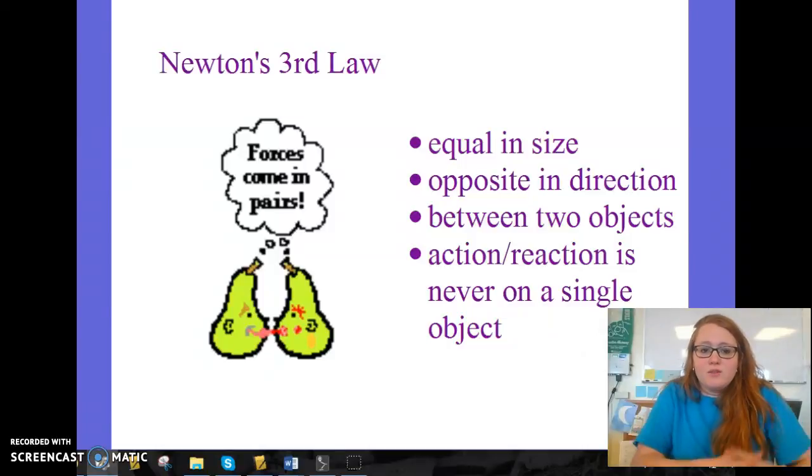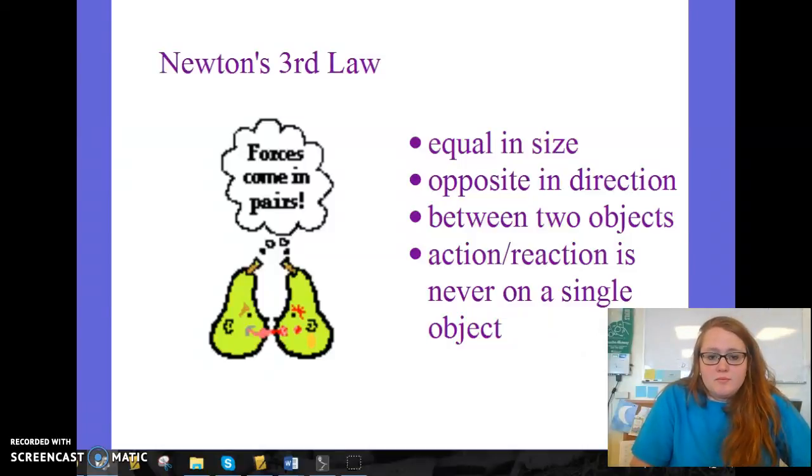Hey guys, here are our notes on Newton's third law. Newton's third law can be very confusing, so try to take some time to really look over these.